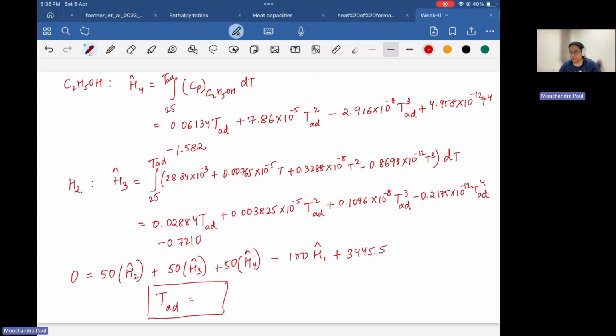So this is homework for you guys. Solve it and let me know what adiabatic temperature you're getting. All right. So that's it for today's class. It went longer than expected.